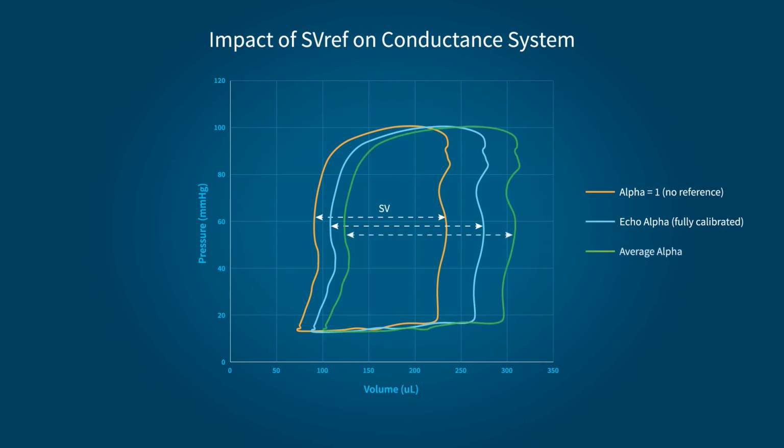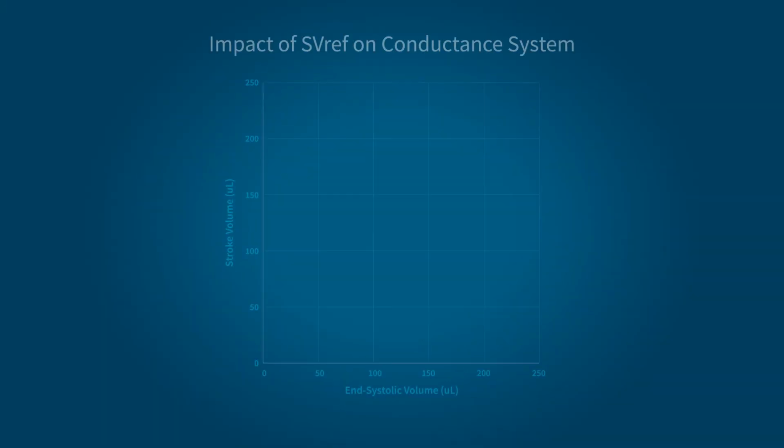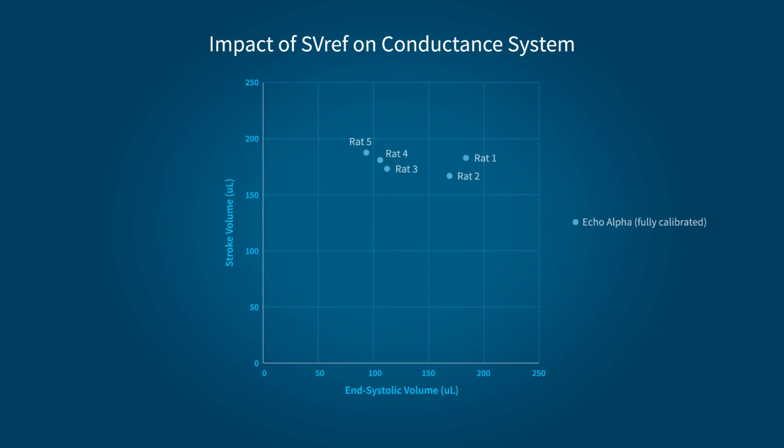Using the average alpha value results in an overestimation of volume for this animal, but the results are variable between animals. Now if we look at the impact of these two decisions across our same group of 5 animals, you can see that compared to a fully calibrated system using Echo, here, eliminating the calibration factor results in an underestimation of stroke volume, on average 39 microliters across the 5 animals. And again, in the instance of using an average value, the resulting stroke volumes are different from the results of a fully calibrated system, but generally remain in a similar measurement range.